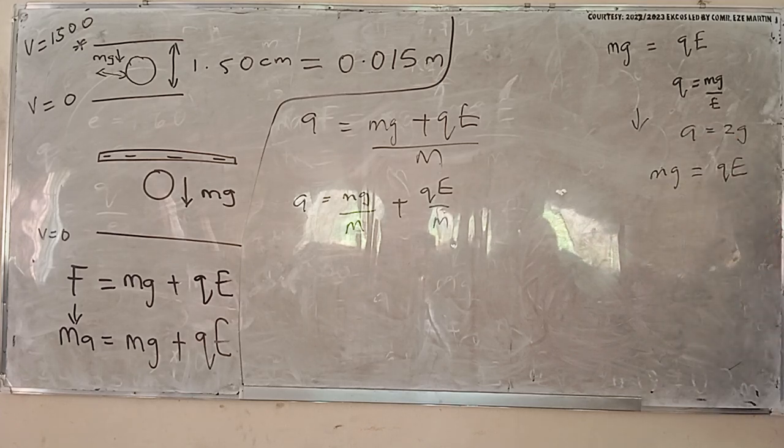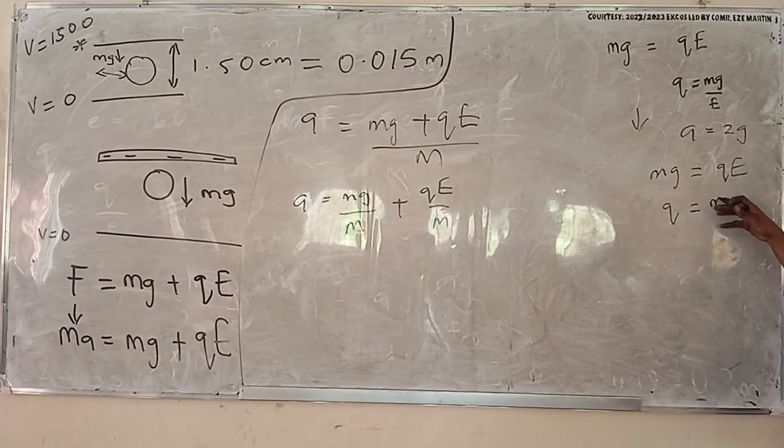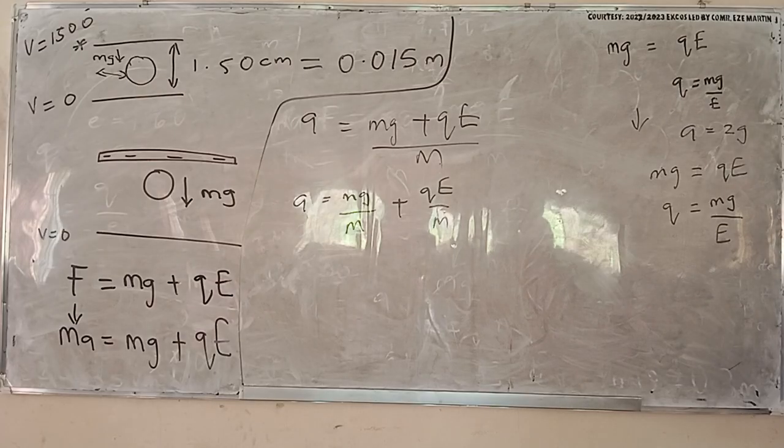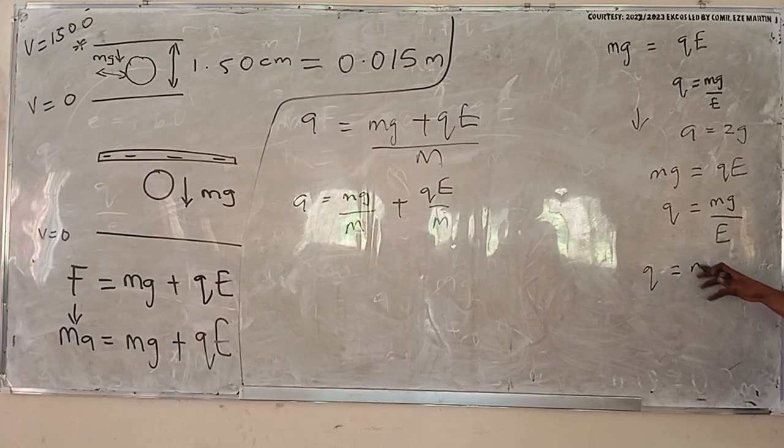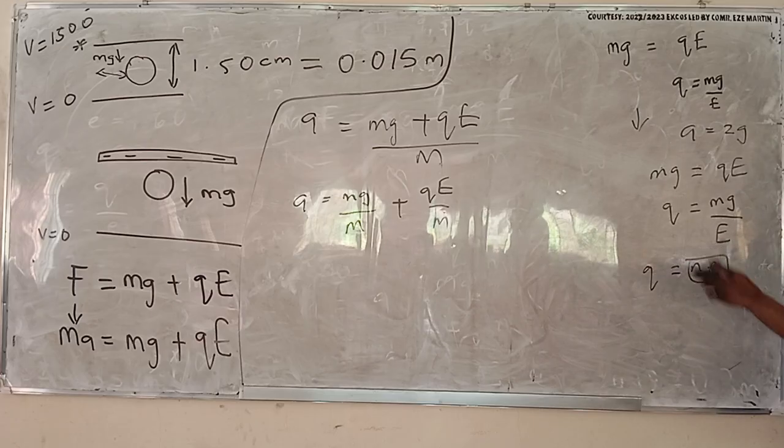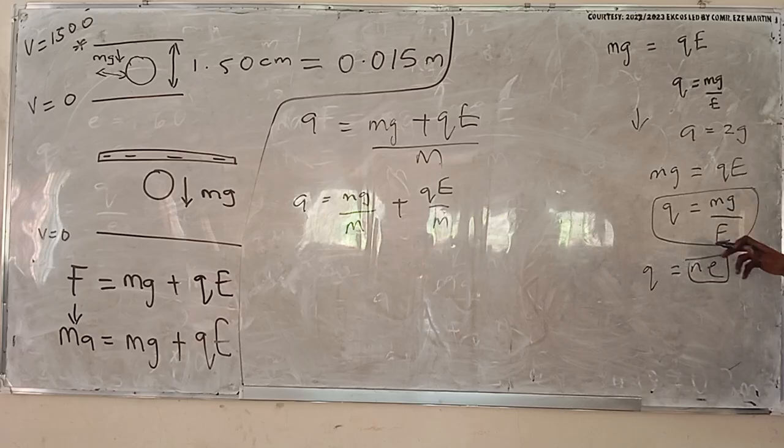This is the same thing as saying Q equals mg all over E. That is what Q is. Q can be many things. If you remember from here, Q equals ne, but I have no business bringing ne here. I'm not talking about the number of electrons here. So that is why I'm carrying this one to replace. I can replace this Q here with mg over E.